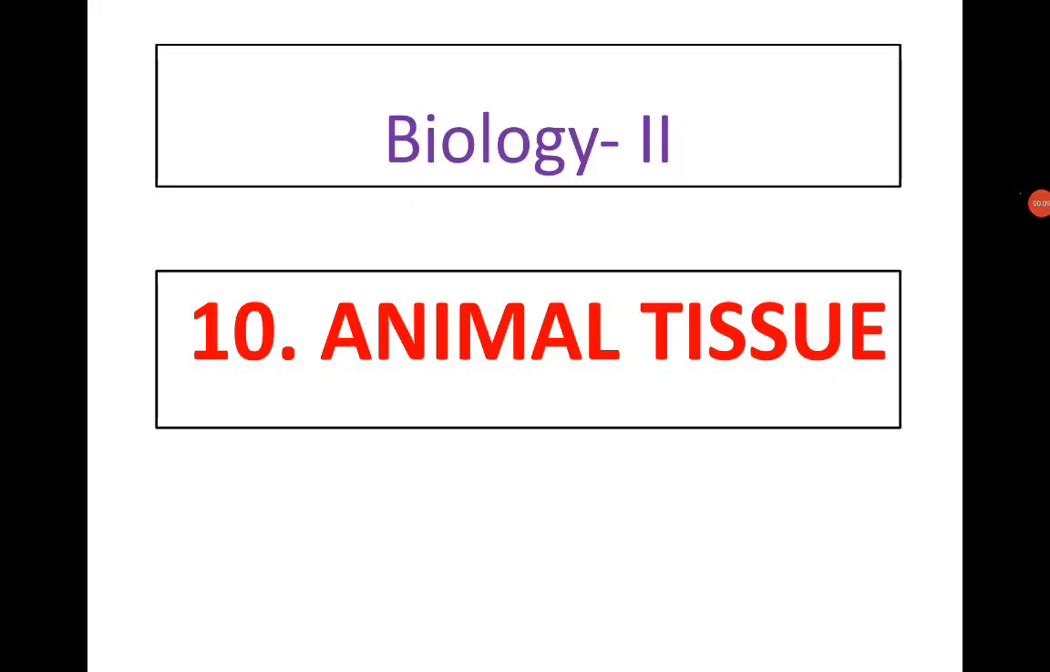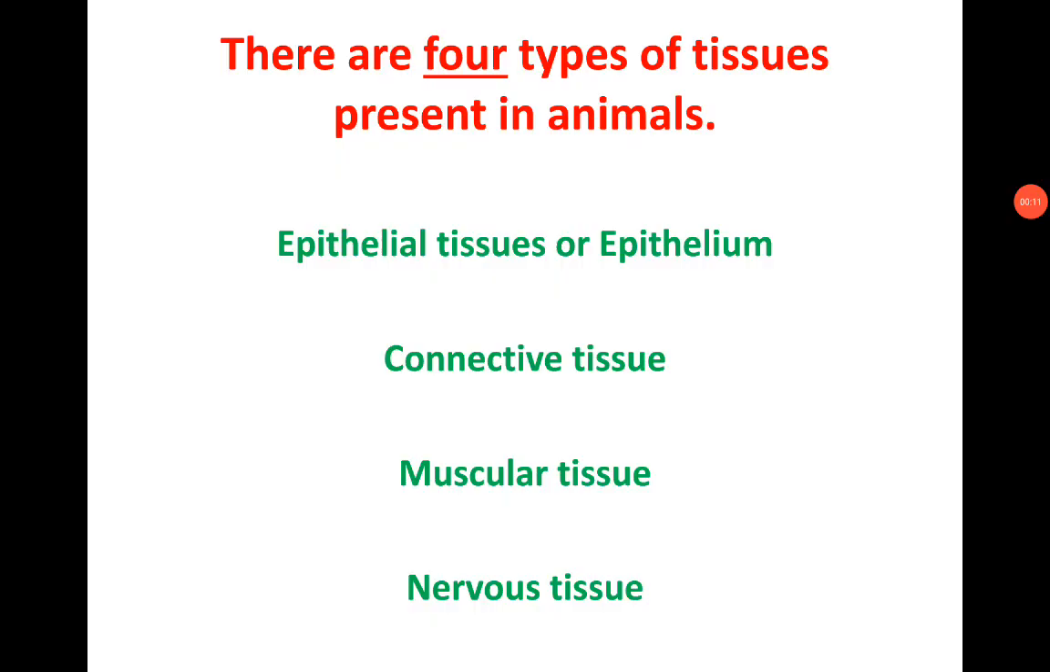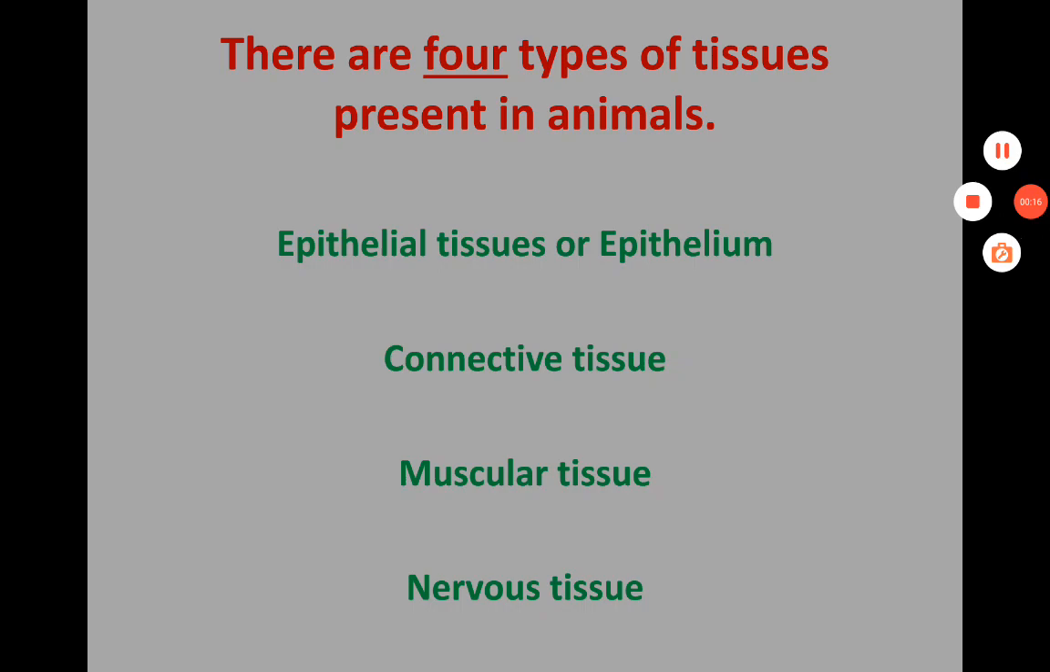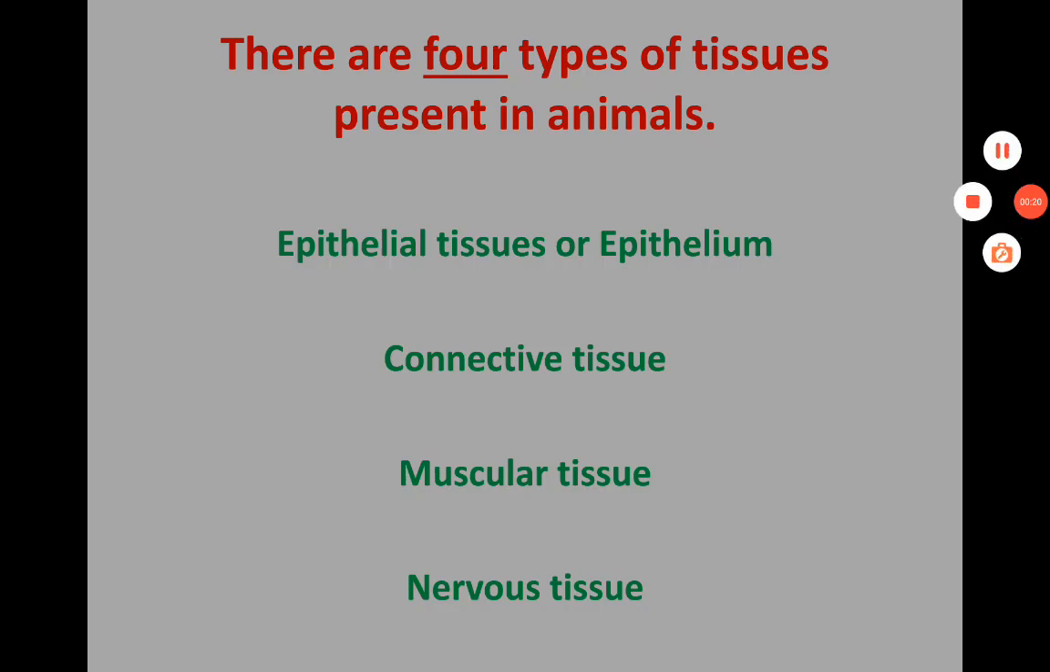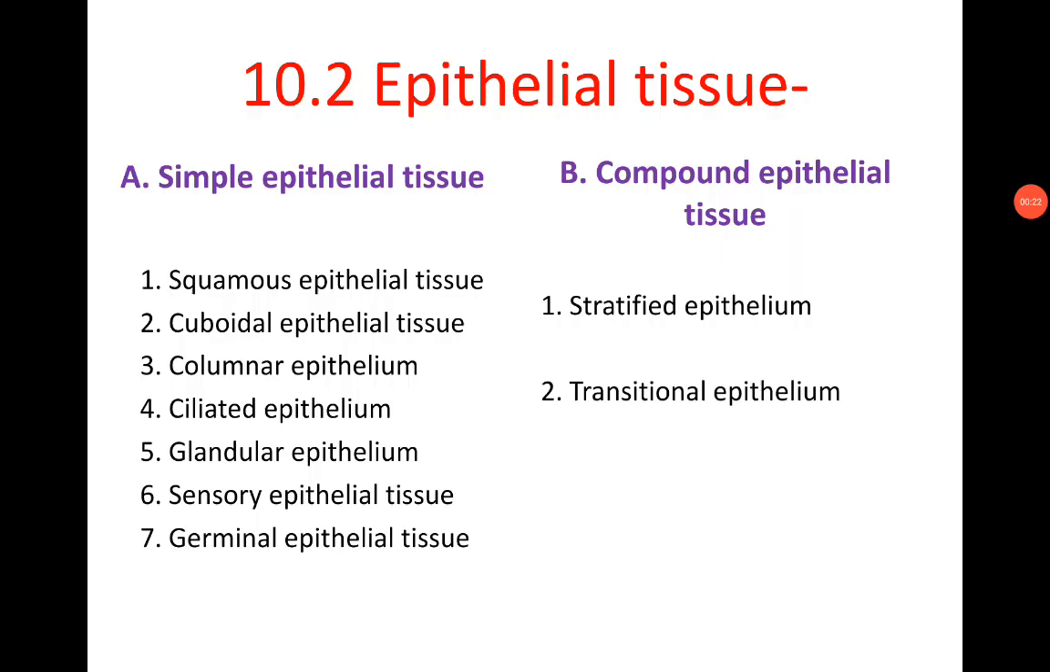Chapter name: Animal Tissue. There are 4 types of animal tissue: epithelial, connective, muscular and nervous tissue. There are 2 types of epithelial tissue: simple and compound epithelial tissue. We have completed the whole part of this topic and its subtopics.